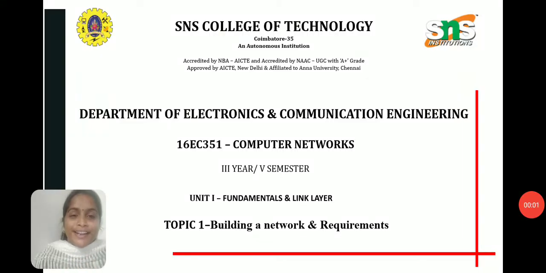Hi everyone. Today we are going to discuss fundamentals and link layer in computer networks. And this we have building a network and requirements for our first topic.